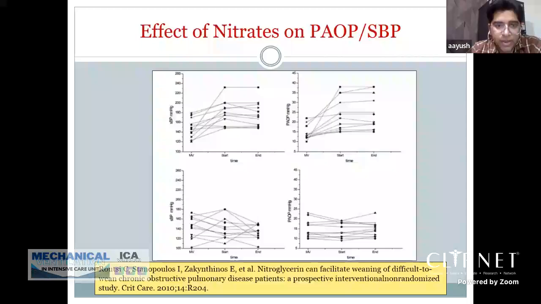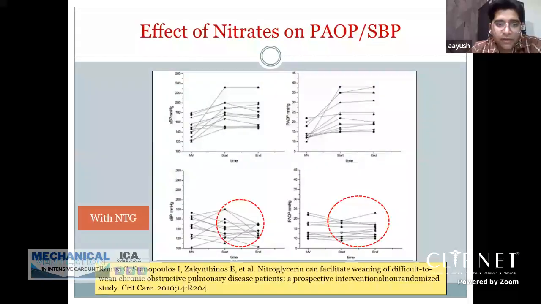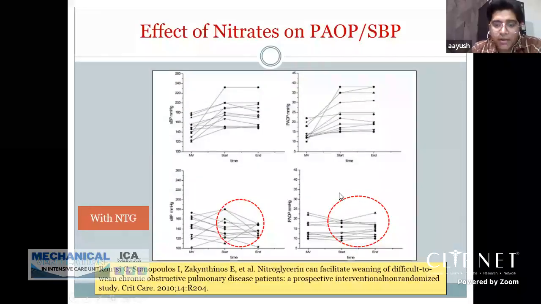This showed that when nitrates were used, there was a quite significant reduction in the systolic blood pressure at the start and at the end of the spontaneous breathing trial. And also there was marked reduction in the pulmonary artery occlusion pressure at the start and the end of weaning. So the mainstay of therapy is diuretics and nitrates.